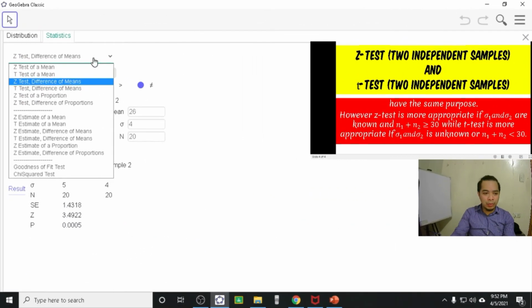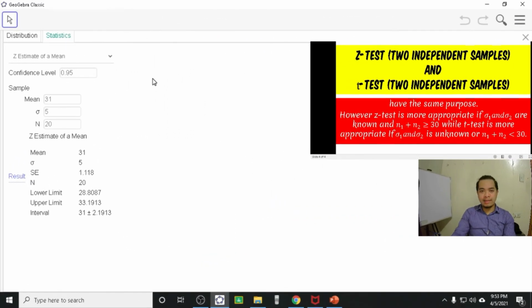What else can we do here? We can estimate. These are the several estimation techniques that we have. We can estimate the mean using z, using t. We can also estimate the difference of means using z and t, and also for the proportion. Let me demonstrate one only. So let us estimate the mean using z-test.